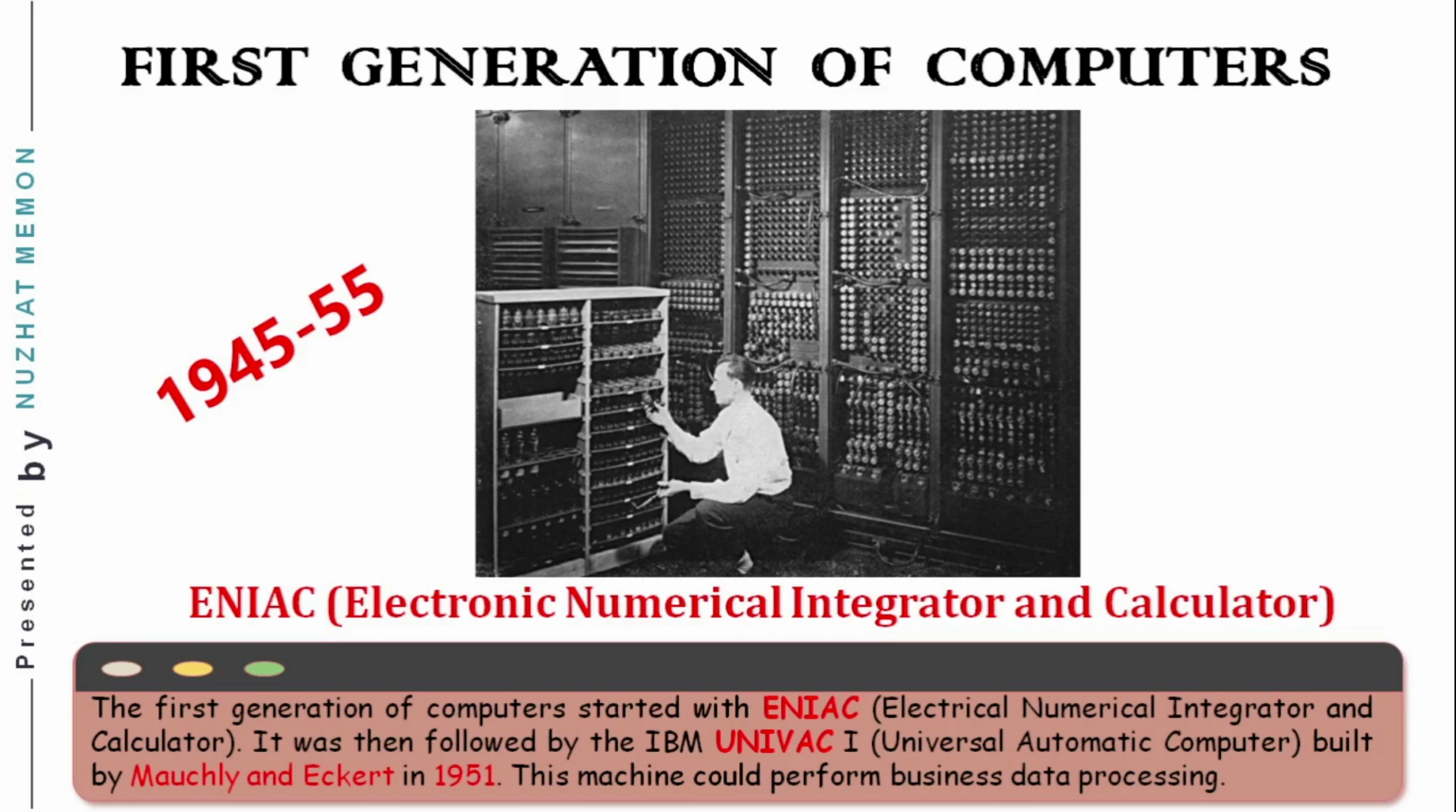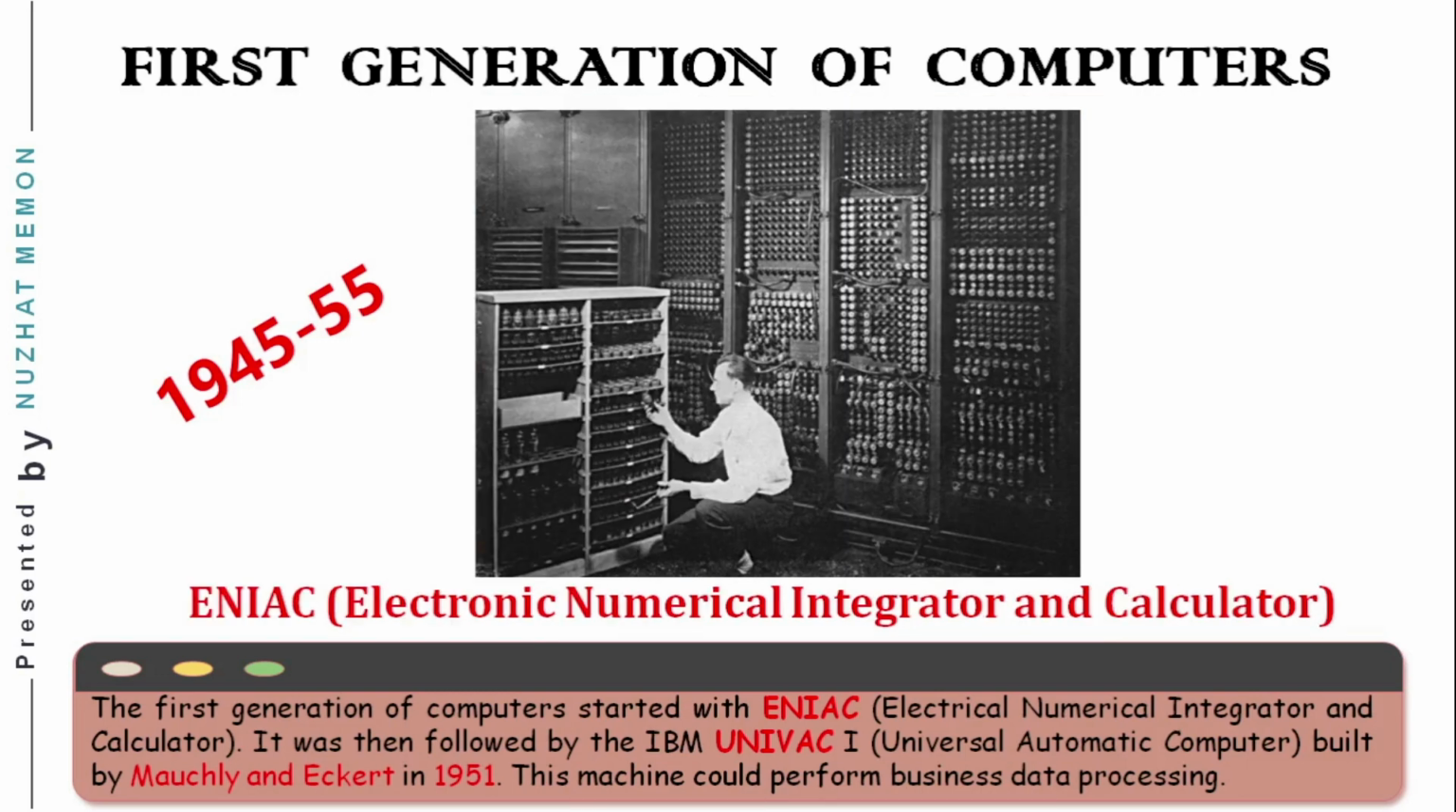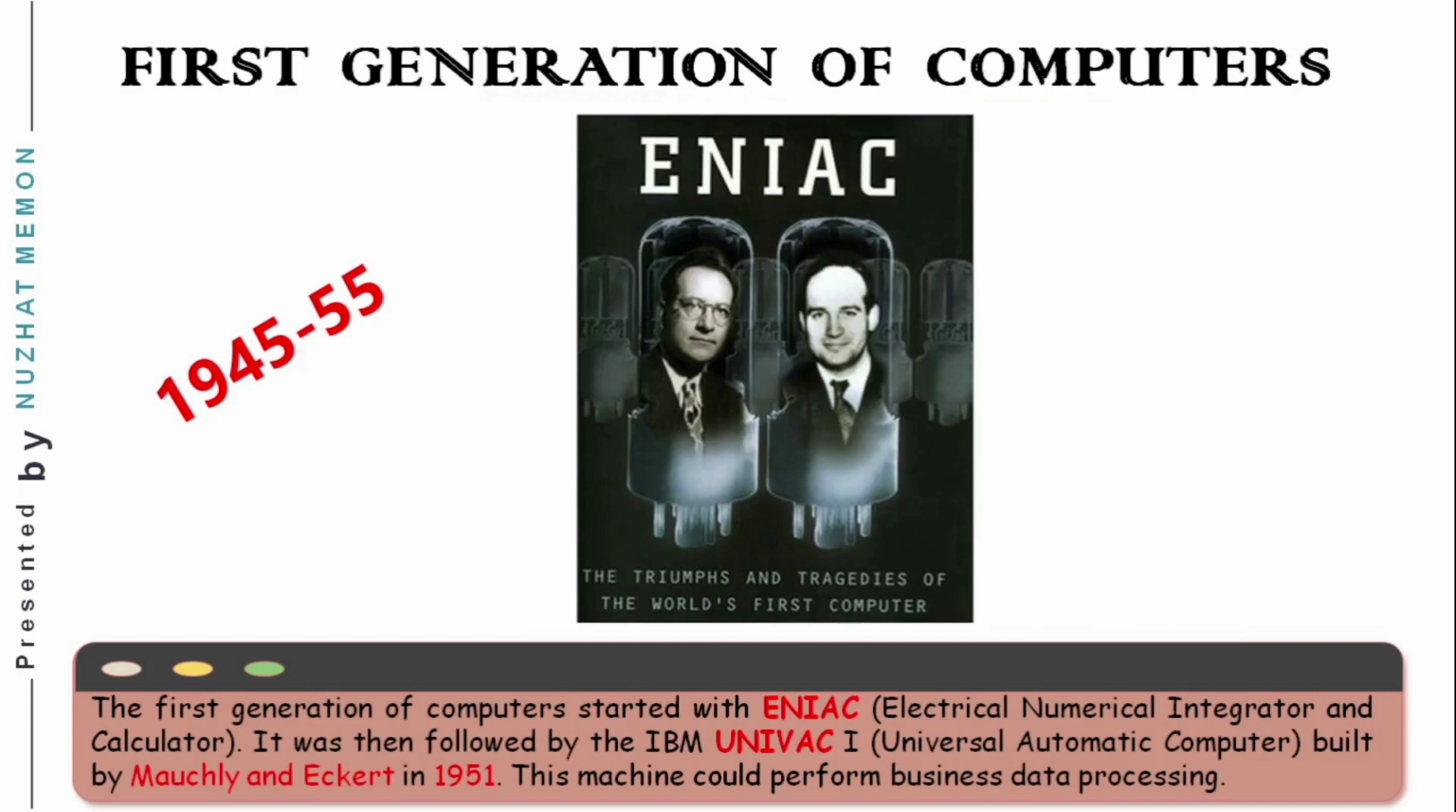It was built during World War II, and it was then followed by the UNIVAC 1, which is Universal Automatic Computer. It is a computer which was built by Mauchly and Eckert. UNIVAC basically was the first commercial computer, while other models like ENIAC were built for military purposes only. So here you can see the image of Mauchly and Eckert who made it.